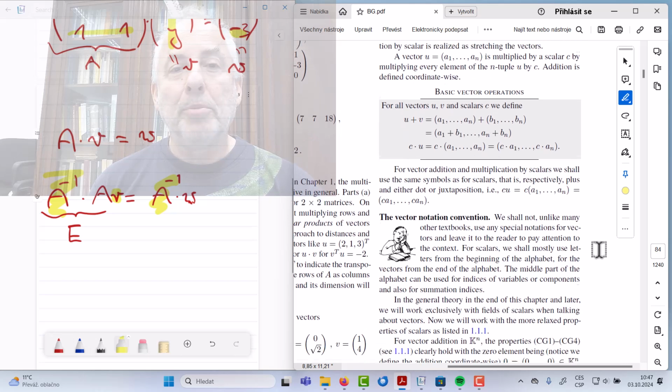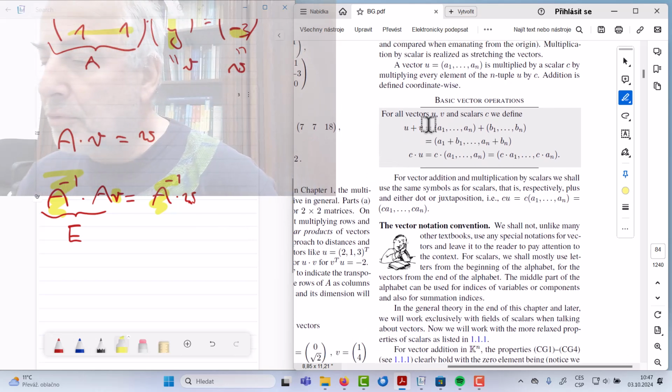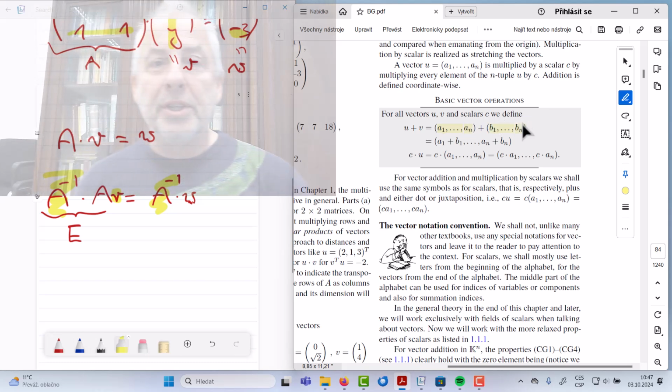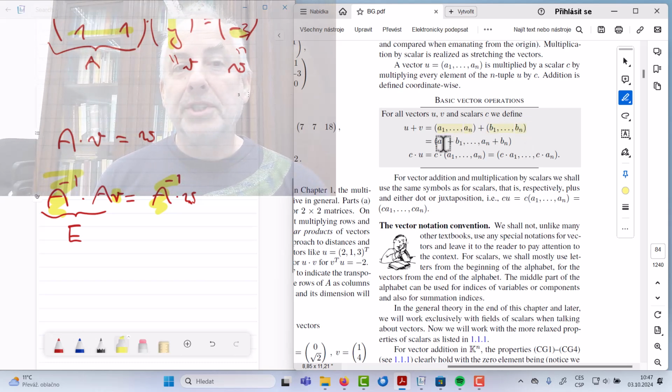So the vectors will be, as I already told, for us just n-tuples of scalars, and the n-tuples, because they are scalars, we can sum them component-wise, and we can multiply each of the components separately with another scalar.